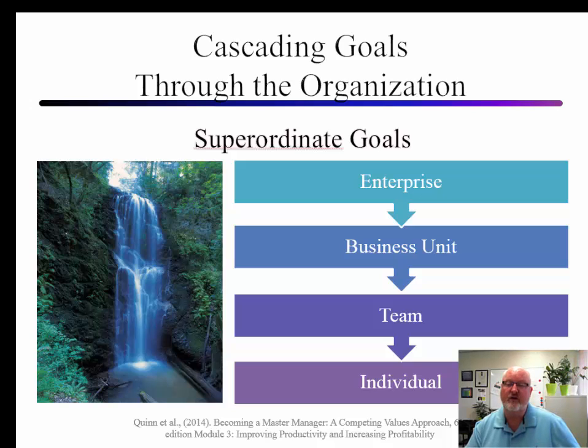Superordinate goals, the goals that all people in the organisation are trying to achieve. These could be articulated in a mission statement, values and beliefs of the organisation. You might have it at an enterprise level where you're trying to achieve certain things in the organisation, achieve penetration into certain markets. The business unit, you can have goals for that business unit to reduce wastage by 25% over the next 12 months perhaps.